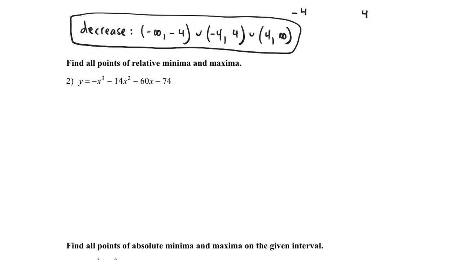Okay, question 2 is from 3.2, finding points of relative minima or maxima. The first derivative test, it's very similar to question 1, so we're going to start by finding y prime. So negative 3x squared minus 28x minus 60. And now we're going to set this equal to 0 and solve. Now remember, critical values can occur when the first derivative is equal to 0 or when it's undefined, but this quadratic expression is never undefined. So we're going to factor it.